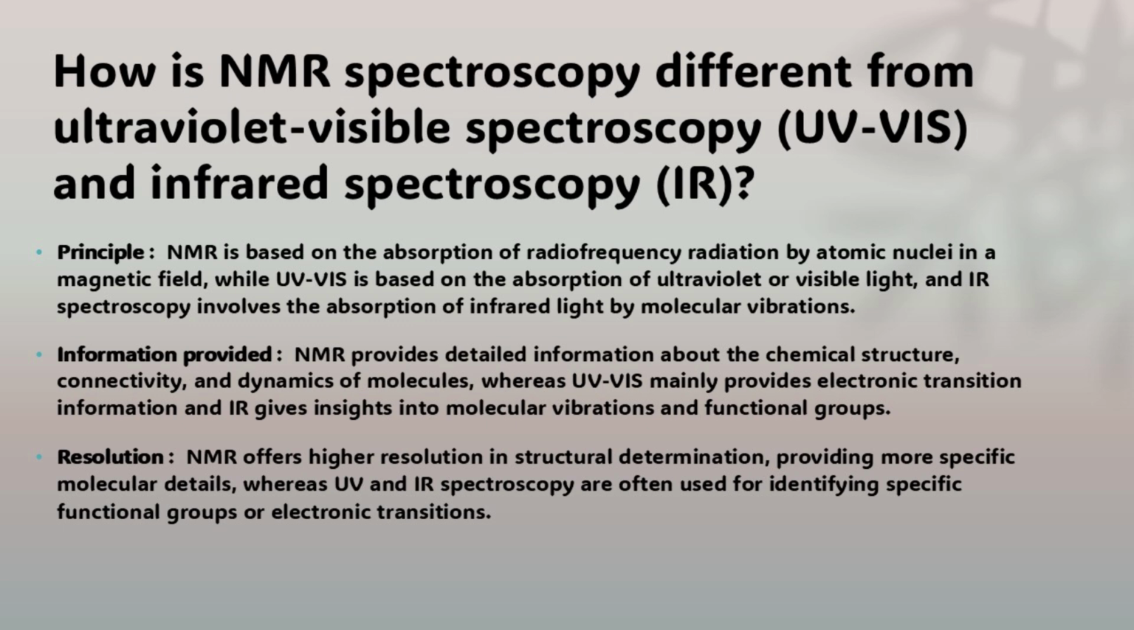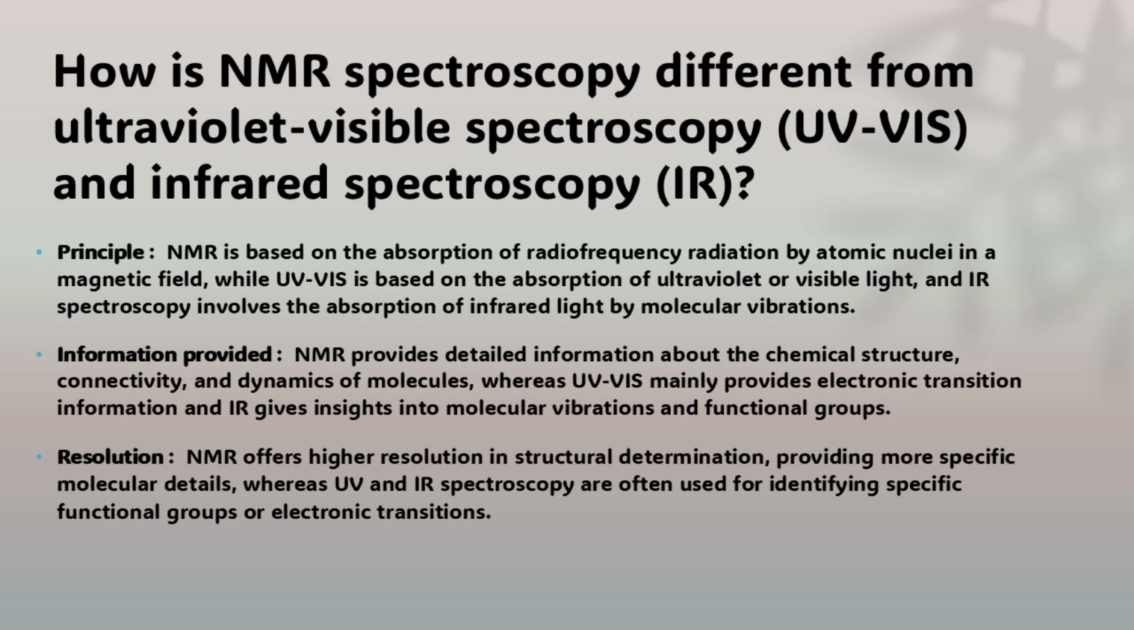The answer to this question is, the first difference lies in the principles of these spectroscopies. Principle: NMR spectroscopy is based on the absorption of radiofrequency radiation by atomic nuclei in a magnetic field, while ultraviolet visible spectroscopy is based on the absorption of ultraviolet or visible light, and infrared spectroscopy involves the absorption of infrared light by molecular vibrations. The second difference is with respect to the extent of information provided.